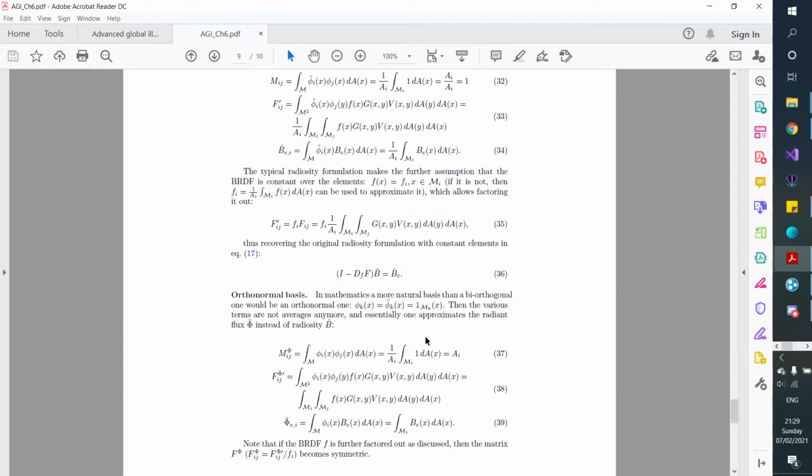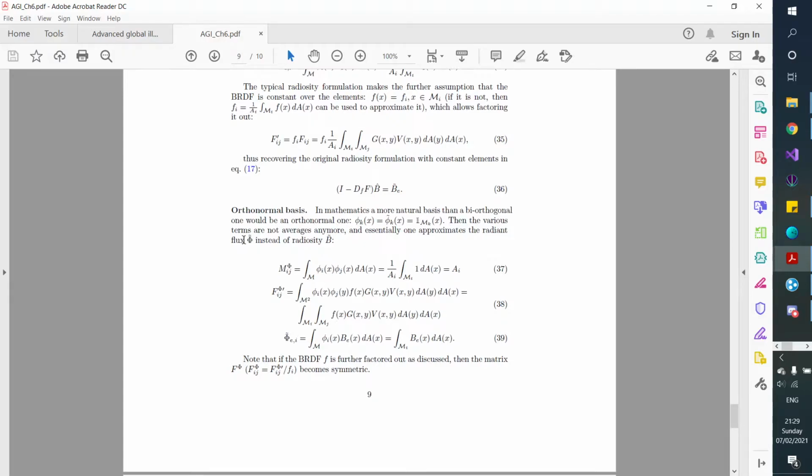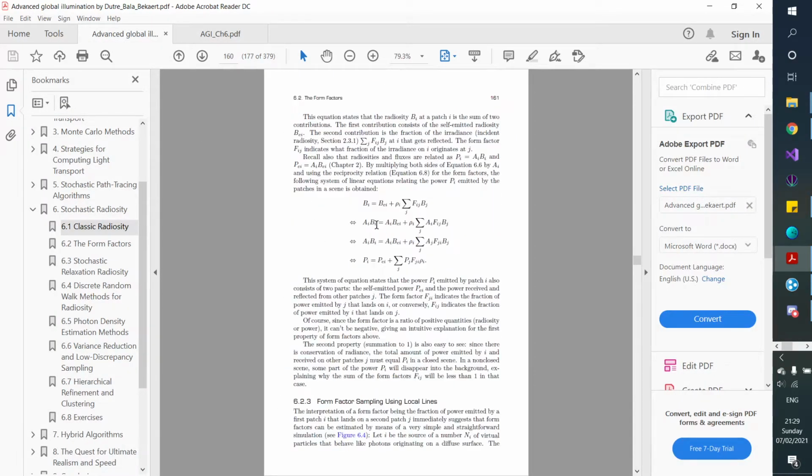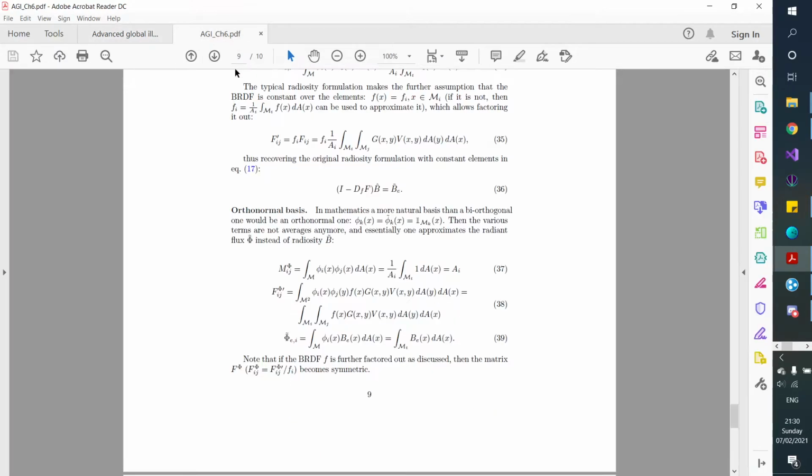A more natural basis in mathematics is an orthonormal basis, in which case you get the equation for power. So you don't have radiosity anymore, you have power, and they actually have that also in the book. So the power formulation, though they do not motivate it, is basically multiplying your radiosity equation simply by the area, and then you get the power. But the power equation is in some sense more natural, since your basis functions are the same. So the primary basis function and the dual basis function are the same.